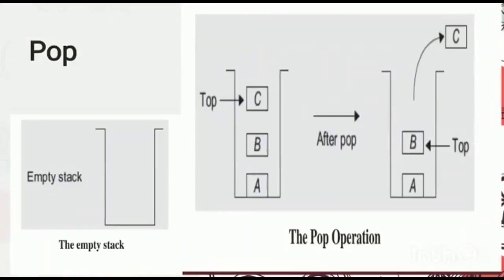The pop operation deletes an element from the top of the stack and returns it to the user. It modifies the stack so that the next element becomes the top element. When there is no element available, the stack is said to be empty. If pop is performed when the stack is empty, then the stack is said to be in underflow.